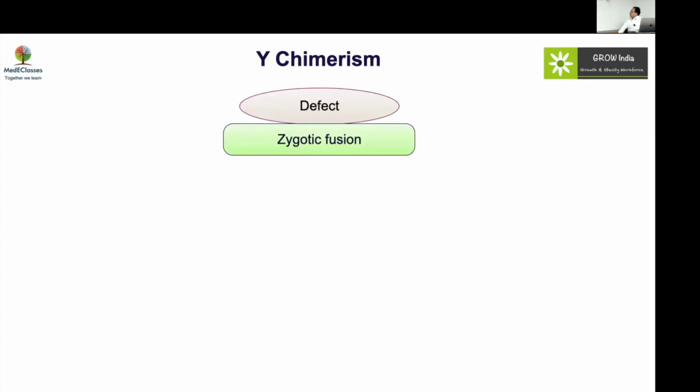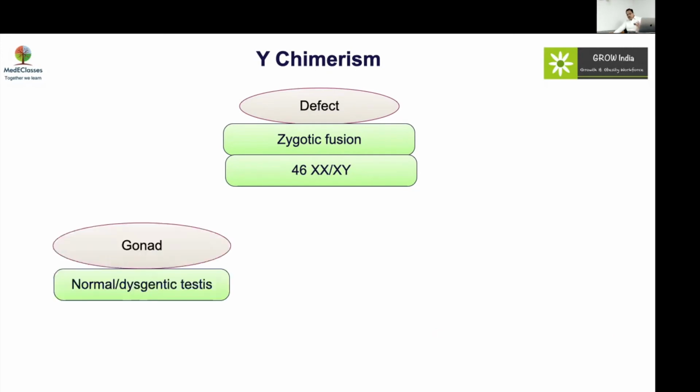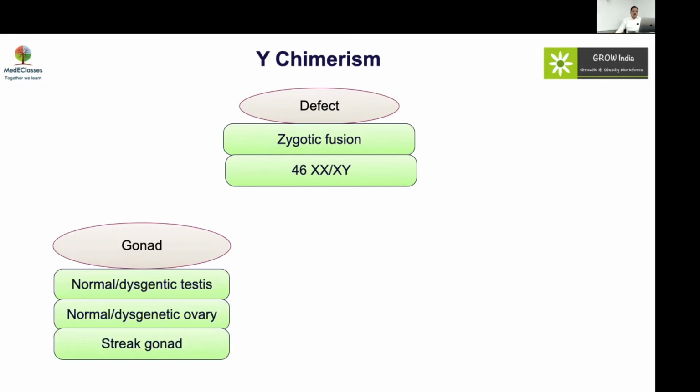The other situation is a Y chimerism, in which you have a normal XX and the Y has fused in that. So these two cell lines have fused basically. It's a zygotic fusion, and this will behave like a 46XX and you have an XY. Gonad here would be a bit different. You may have a normal or dysgenetic testis, normal or dysgenetic ovaries, and a streak gonad may also happen.